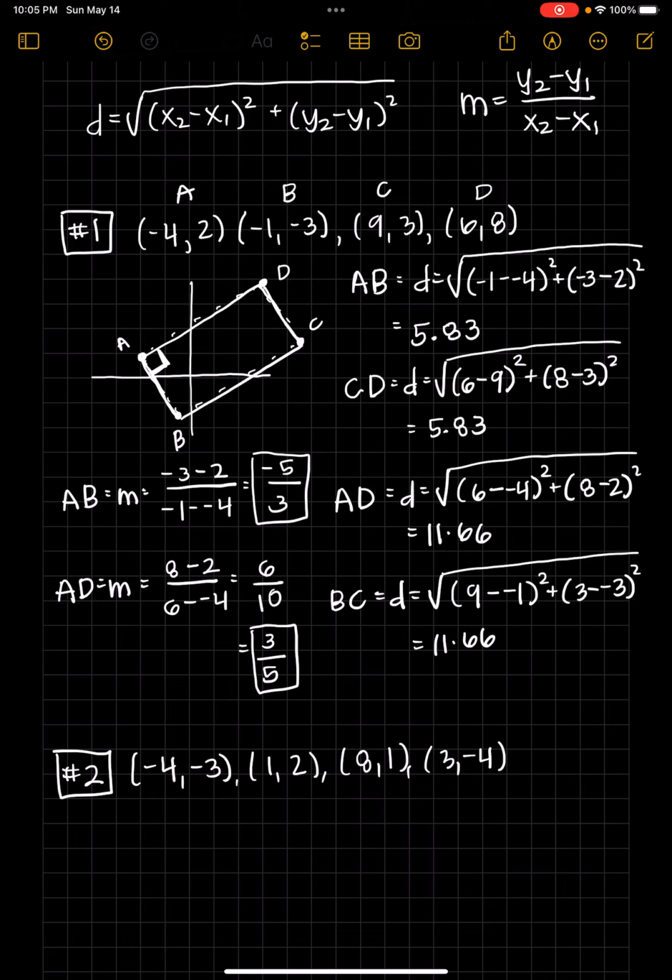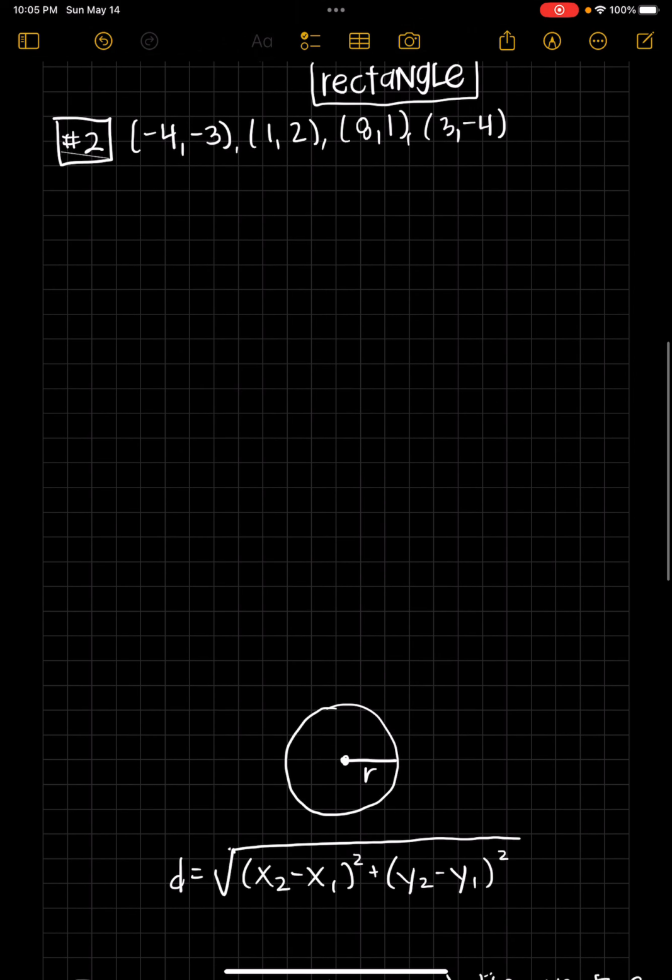Those are negative reciprocals because they flip the fraction and change the sign, which means that that is a 90-degree angle. Because that one's a 90-degree angle, that means that all of them are 90-degree angles, which means that this has to be a rectangle. Hooray! So that does take quite a long time, but good news, we figured it out. So let's try the next one.